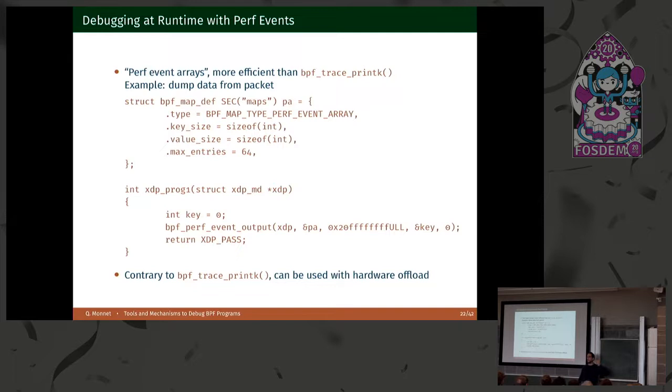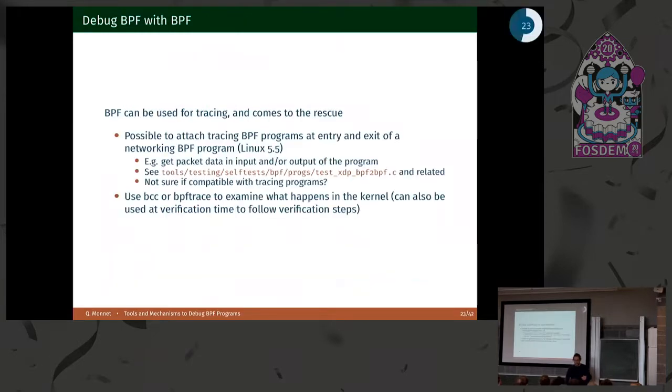tracing each time a system call is called, and you want to print the arguments for that system call. That's also possible, to use perf event arrays to notify the user space, and user space can print them into the console. So you could have something that's close to a trace, at least in appearance, something somewhat similar. And one of the advantages of this is that it can be used with a hardware offload for network processing too.